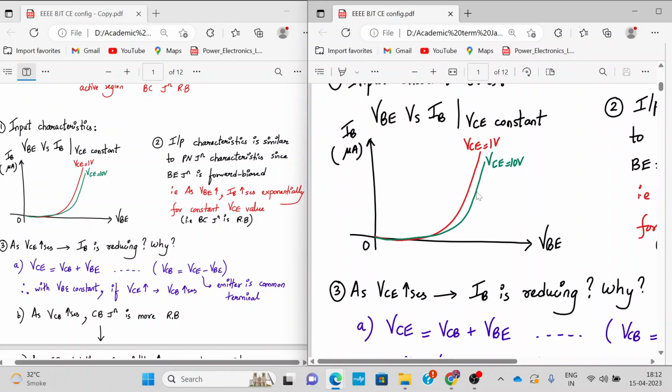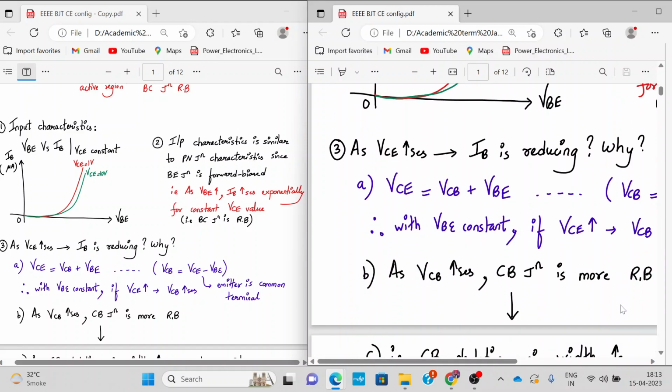Now, the second thing is, as VCE is increasing, as you can see from the red curve to the green curve, for the same value of VBE, the IB value reduces. So as we increase the value of VCE, why is IB reducing? That is what we are going to investigate right now.